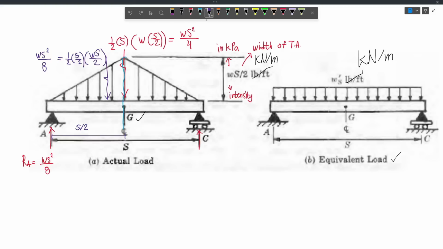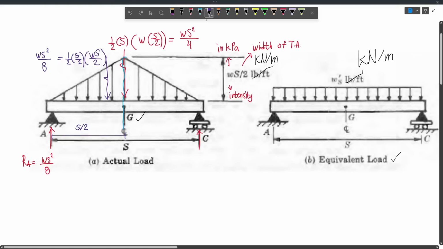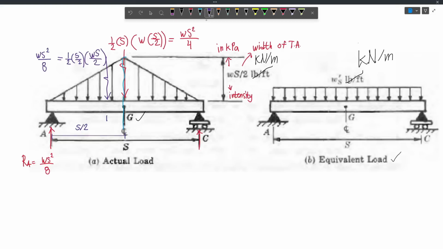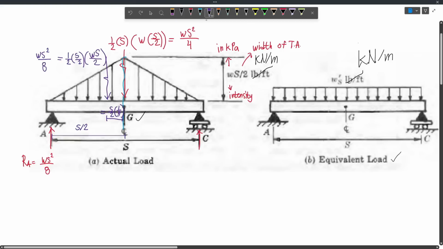Now sir, what is the moment arm of this resultant force? Diba, we are considering patungo sa G, so it will be this distance. Now this is 1/3 of S over 2. Kasi diba, this whole distance is S over 2. And since yung centroid ng triangle is 1/3 patungo sa height, yung centroid niya, this will be S over 2 times 1/3. Now that will give us S over 6. Kasi diba, 2 times 3 is equal to 6. So this is, dito na lang, this is S over 6, yung moment arm.